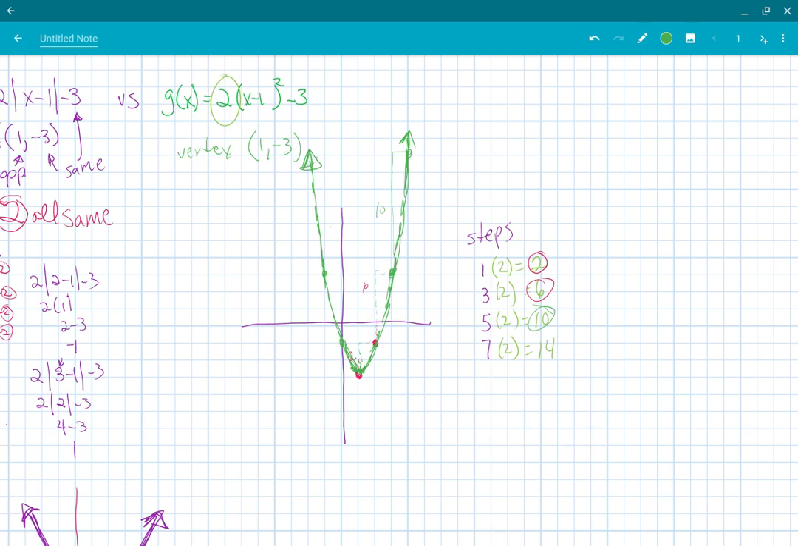What if you forgot about the steps? Well, what you could do is you could make a table and you could just plug in numbers and find out where they're at. Make sense? Plug in the numbers. Okay. All right. So today we're going to talk about a different type of function that is also a quadratic. Okay. But before we do that, any questions on graphing a quadratic that looks like this one right here?